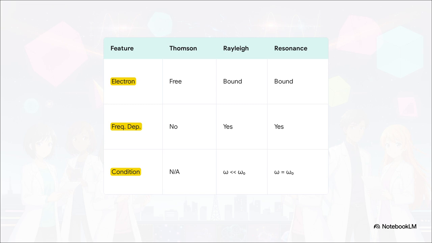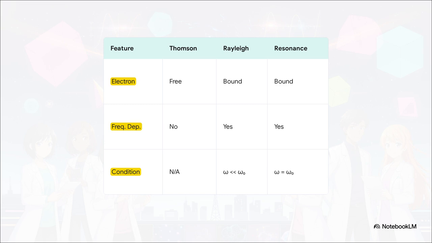First up, the type of electron. Thomson scattering, the one we literally just derived, deals with a free electron. Rayleigh and resonance scattering, they both deal with bound electrons. Next, look at the frequency dependence. This is absolutely vital. Thomson scattering is totally independent of the frequency of the incident radiation, omega.